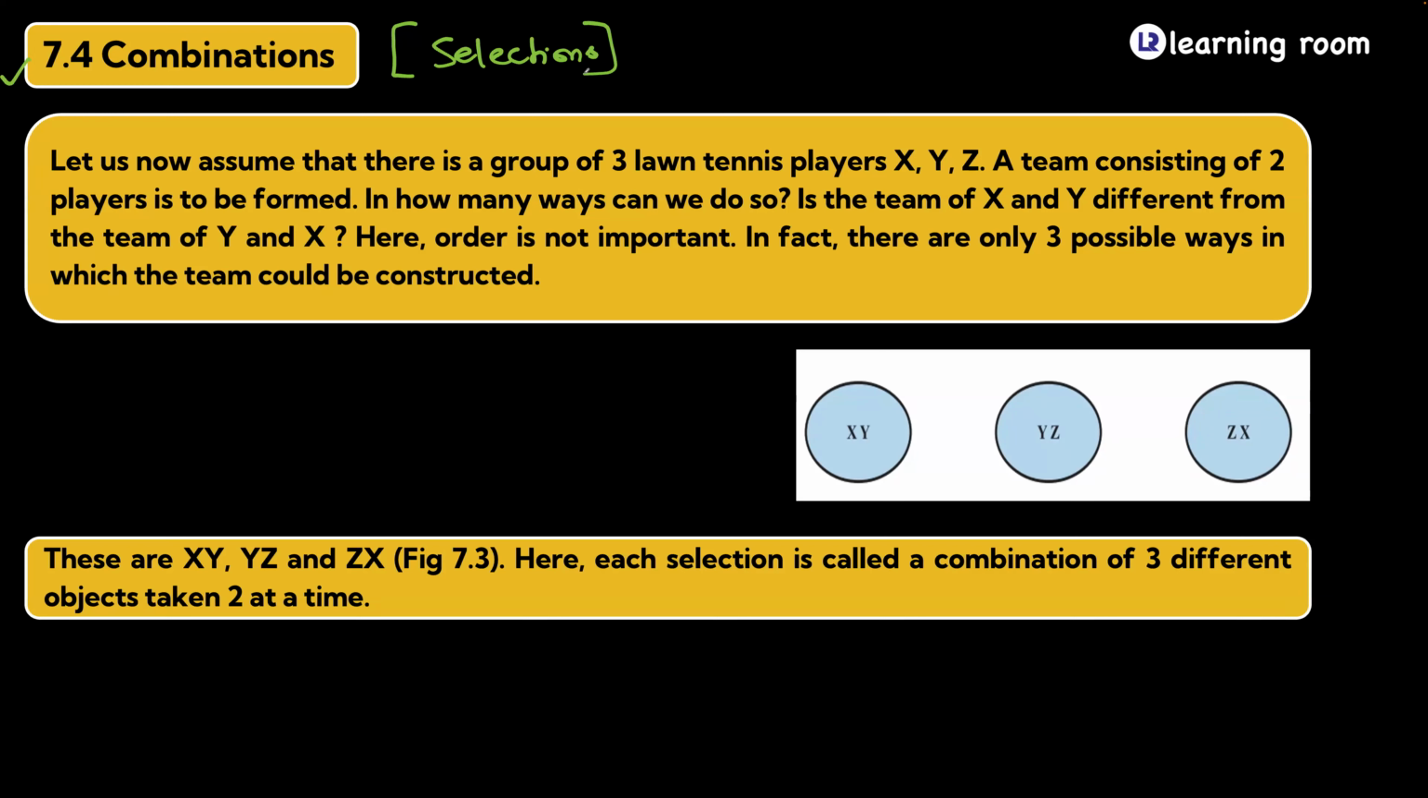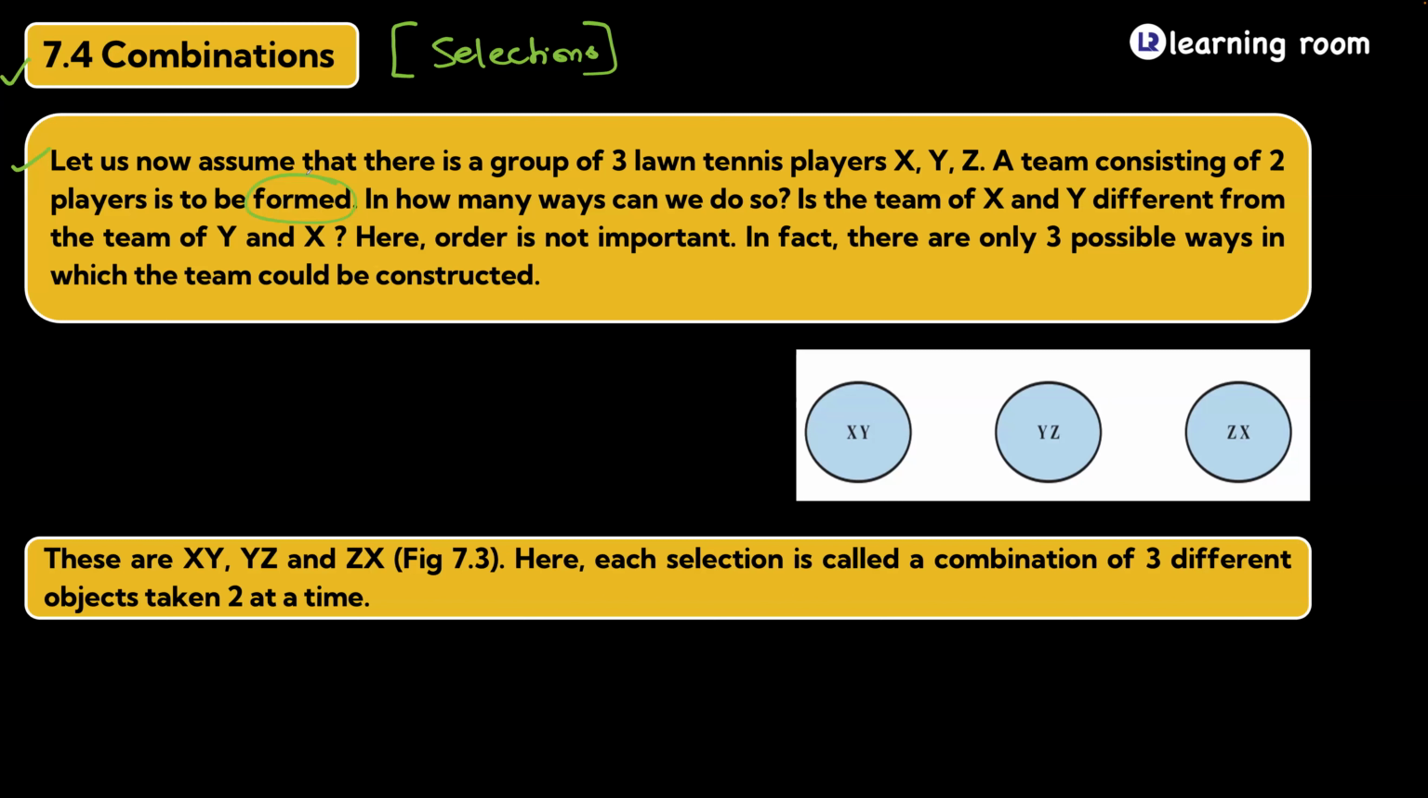Okay. So let's take an example. Let us assume that there is a group of three lawn tennis players, XYZ. A team consisting of two players is to be formed. Whenever you think of cricket or you think of tennis, all these things is about selection, right? So there you don't speak about the number of permutations, rather you will say the number of combinations. Okay. So here, if you observe, a team consisting of two players is to be formed.